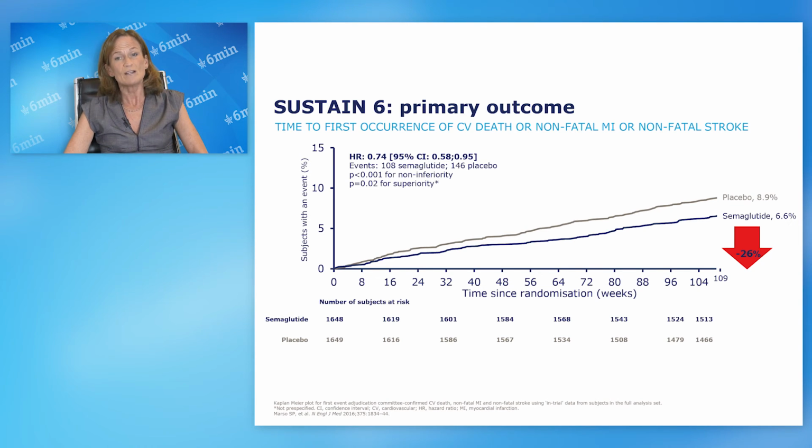And I was really, really surprised, but also very happy for our patients to see the primary outcome from the trial. Here you see the event rate 8.9 in the placebo group and 6.6 in the patients receiving semaglutide. A 26% reduction in the risk in the patients. A hazard ratio of 0.72. Significant for non-inferiority, but also significant for superiority. Very important data for our patients.